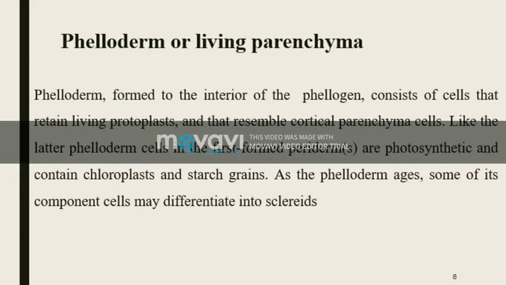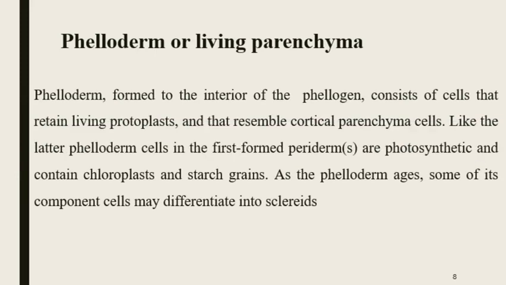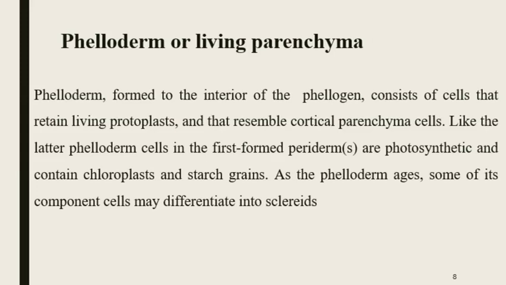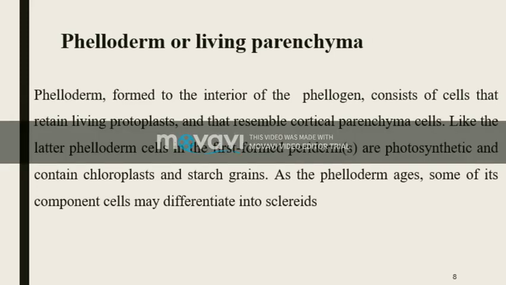Phelloderm or living parenchyma. Phelloderm formed to the interior of the phellogen consists of cells that retain living protoplast and that resemble cortical parenchyma cells. Like the latter, phelloderm cells in the first-formed periderm are photosynthetic and contain chloroplasts and starch grains. As the phelloderm ages, some of its component cells may differentiate into sclereids.